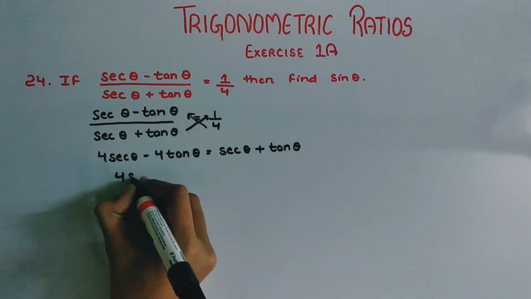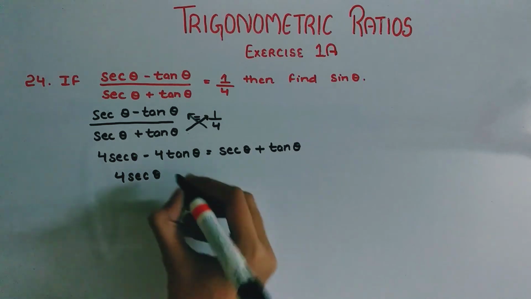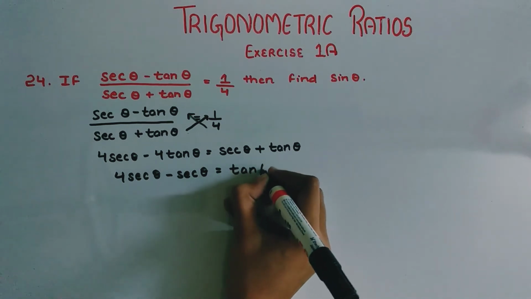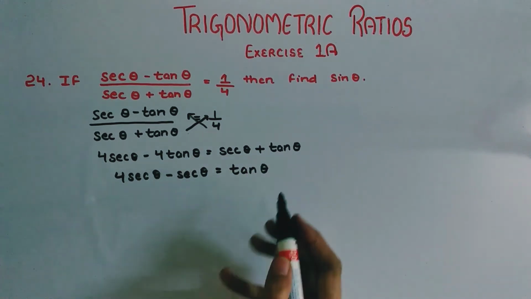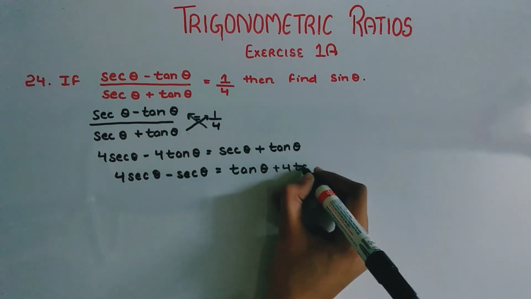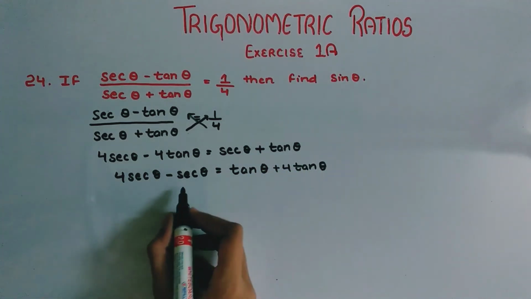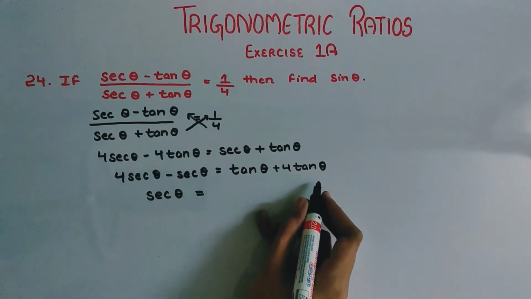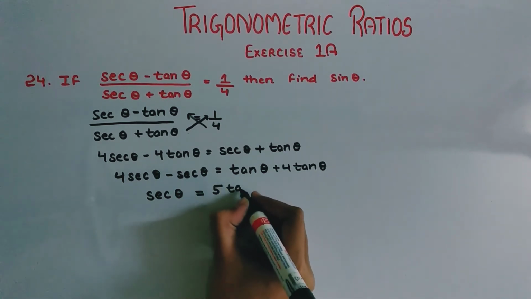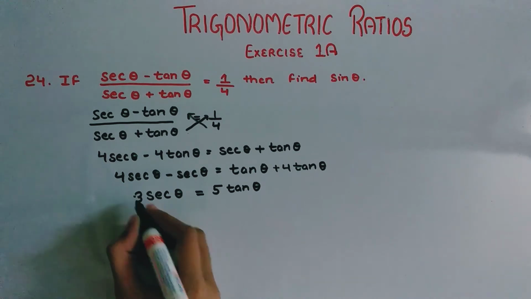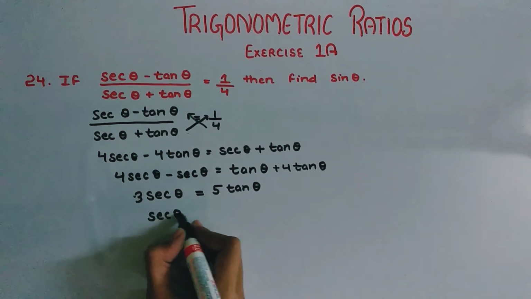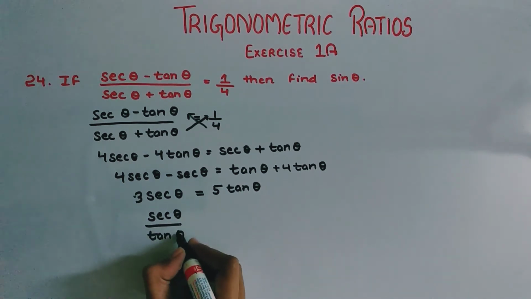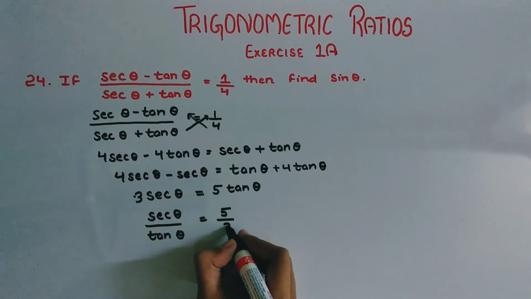We have 4 secant theta. Secant theta is minus secant theta, that is equal to, we have tan theta. This minus 4 tan theta will get positive on the second side, that is plus 4 tan theta. 4 secant theta minus secant theta, that is 3 secant theta, is equal to tan theta plus 4 tan theta, that is 5 tan theta. Here we have secant theta. Tan is multiplied by 5, will get divided on this side. Secant theta divided by tan theta is equal to 5 divided by 3.